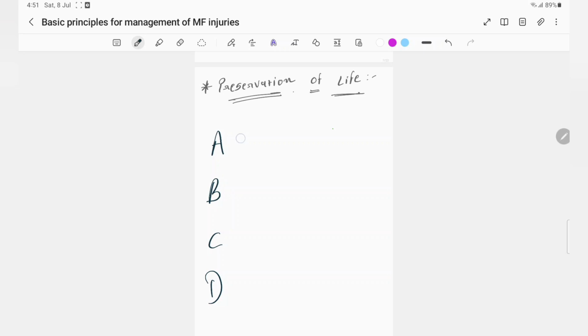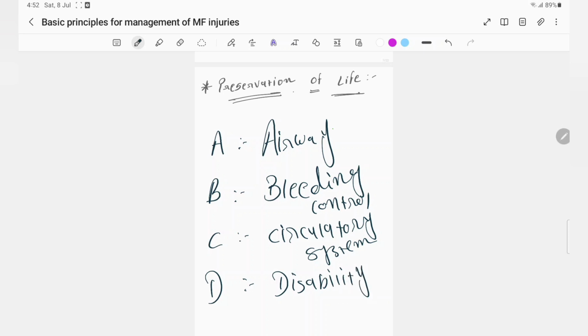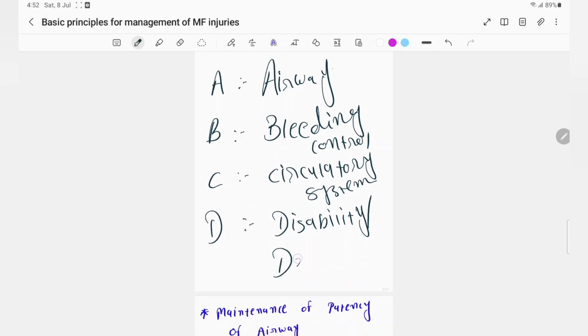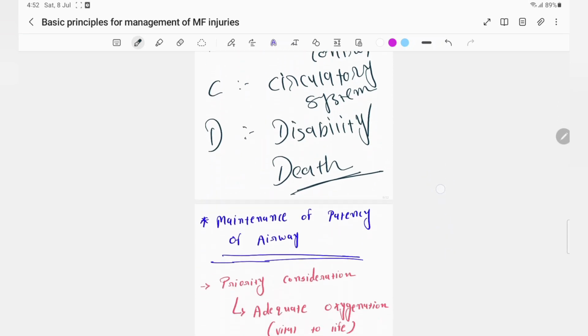This is the basic ABCD. A is for airway maintenance, then B for bleeding control, or we can say hemorrhage control. Then C is circulatory system, which should be restored. Then D is disability protection, so we have to check that the patient should not be disabled or any death kind of situation should not be there. Okay, this is our main goal. So this is the basic ABCD for preservation of life.